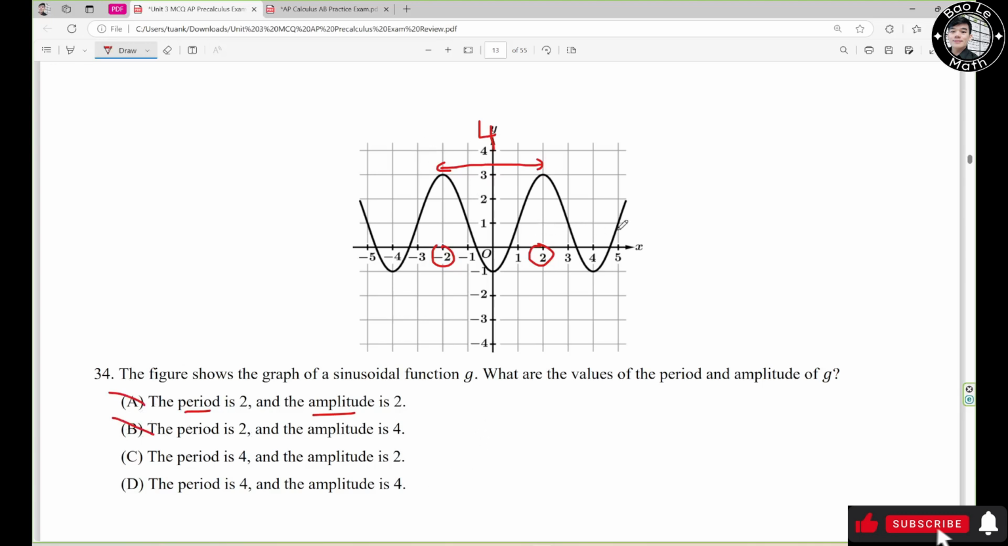Now I need to find amplitude. Amplitude is maximum, which means 3, subtract minimum, which means negative 1, divided by 2, right? So 3 subtract negative 1 divided by 2 is going to be 2. So the answer must be C.